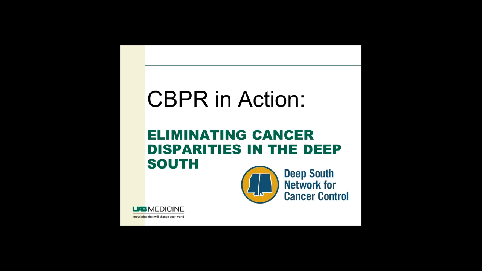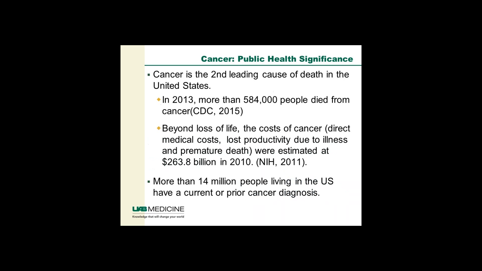So I'm going to transition now to talk about what CBPR is, what it's not, and why it's important, but I want to show you a little bit about what CBPR is in action as it's been related to a now 15, 16-year-old academic community partnership here at UAB called the Deep South Network for Cancer Control. The main focus of the Deep South Network is eliminating cancer disparities in the Deep South.